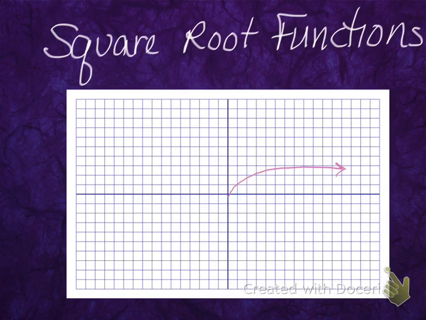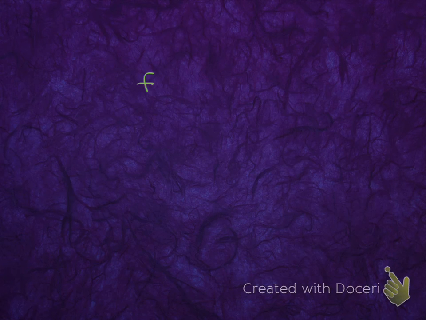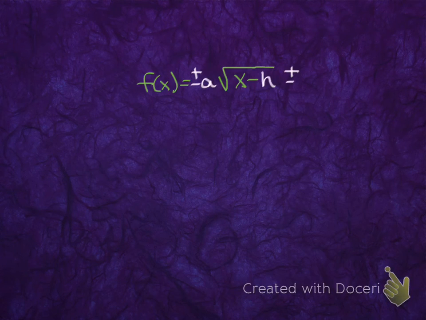What about square root functions? Well, that's the shape of them. They start at 0, 0 as well. And of course, those are comparisons again for your stretching in blue or compressing in green. Notice, still the same, plus and minus a. We have an h and we have a k.